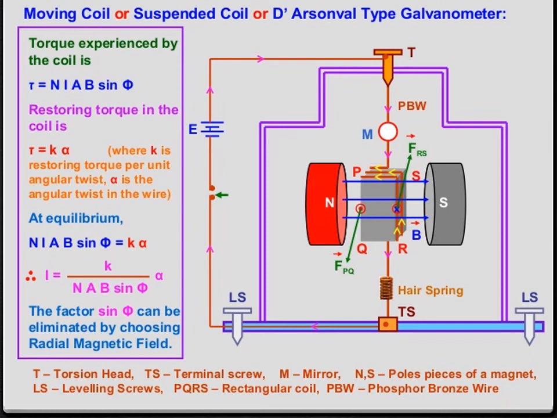Now the upper end of the rectangular coil is attached to one end of a fine strip of phosphor bronze and the lower end is connected to the hairspring, which is also made of phosphor bronze. In the fine suspension strip, a small plane mirror is attached, in order to measure the deflection of the coil with the help of a lamp and scale arrangement. The other end of the mirror is connected to a torsion head. In order to pass electric current through the galvanometer, the suspension strip and the springs are connected to the terminals.